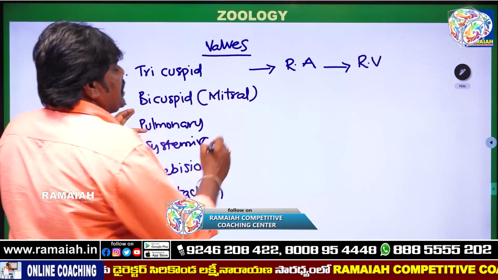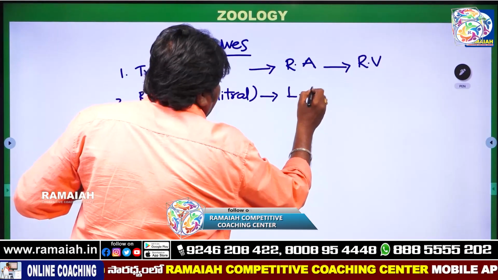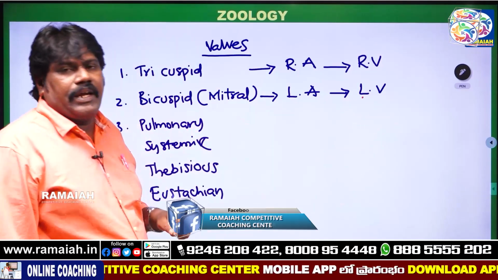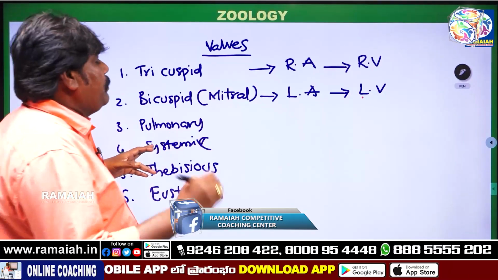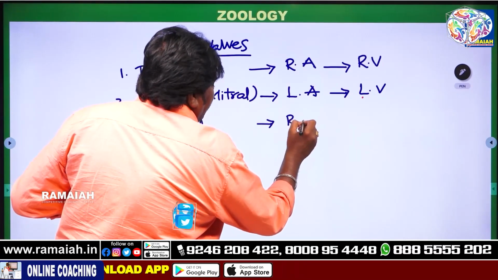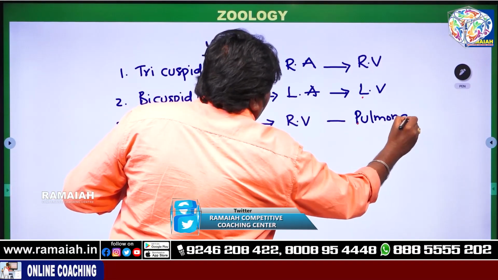The next one, the bicuspid or mitral valve. It is present in between the left auricle and then the left ventricle. And then the pulmonary valve. The pulmonary valve is present in between the right ventricle and then the pulmonary artery.